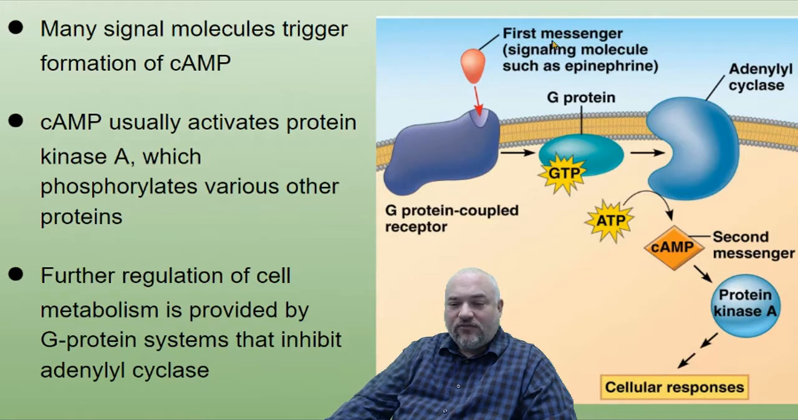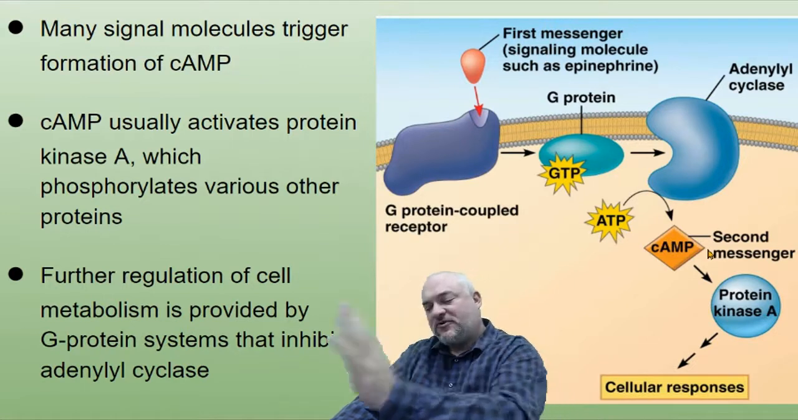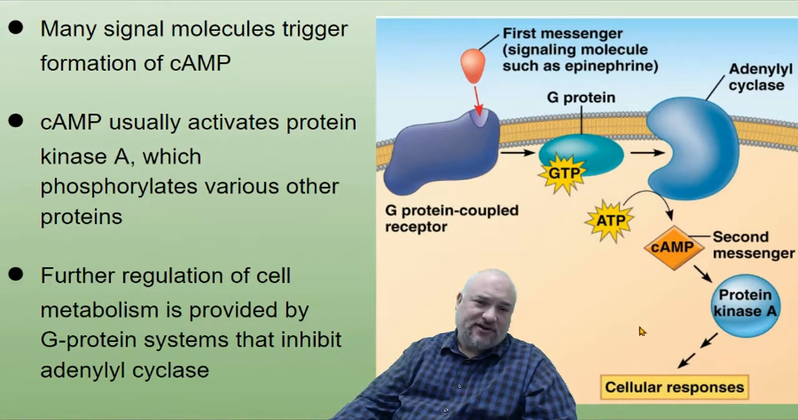So we've got our first messenger, our ligand, attaches to the G protein coupled receptor, activates our G protein, which binds up with GTP, activates adenylyl cyclase, which makes cAMP, which can get kinase A going, and you get your whole phosphorylation cascade leading to a cellular response.